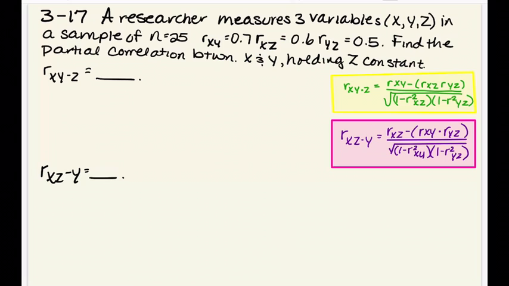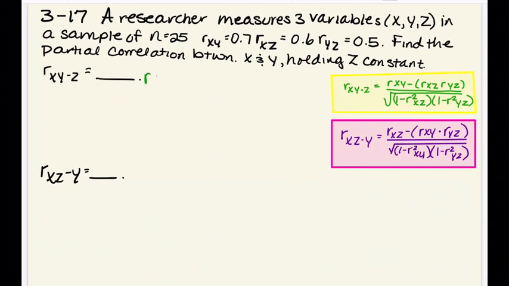Our next question provides us with the Pearson correlations for 3 variables, x, y, and z, and asks us to calculate the partial correlation first between x and y holding z constant, then between x and z holding y constant. This calculation allows us to measure the relationship between 2 variables while holding the influence of a third variable constant.